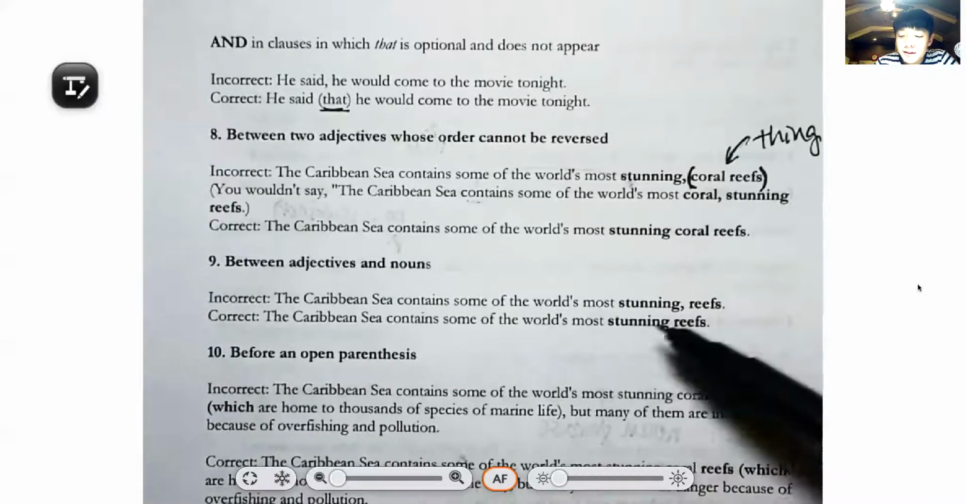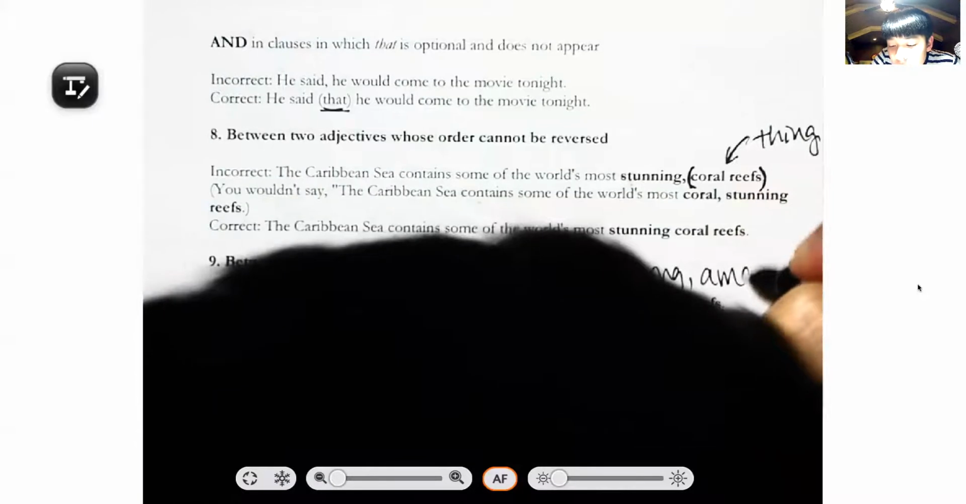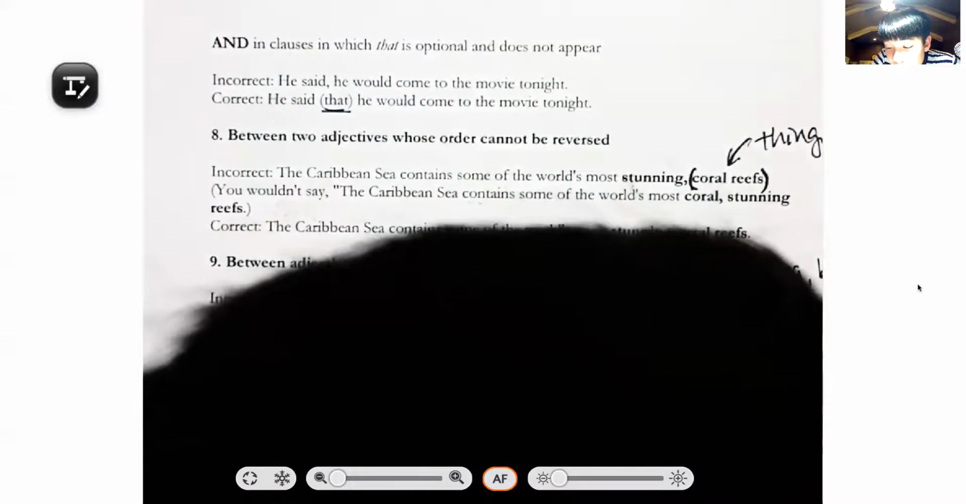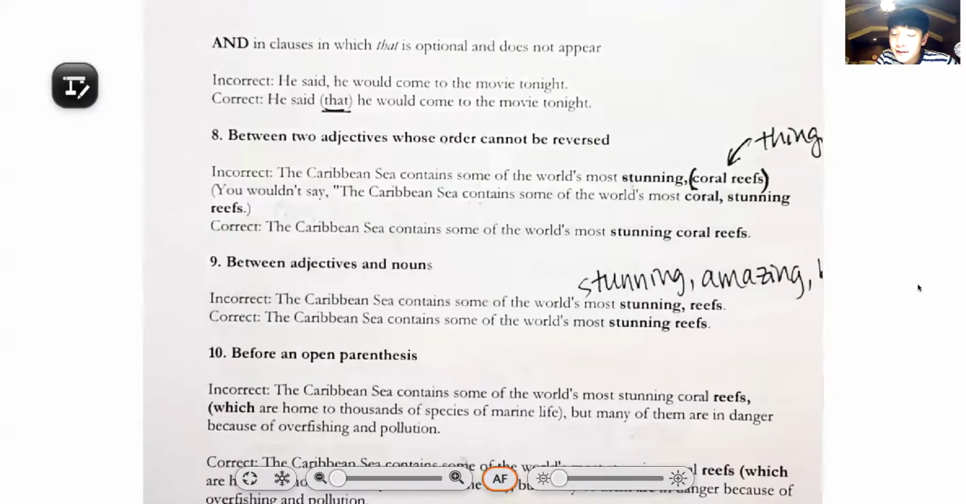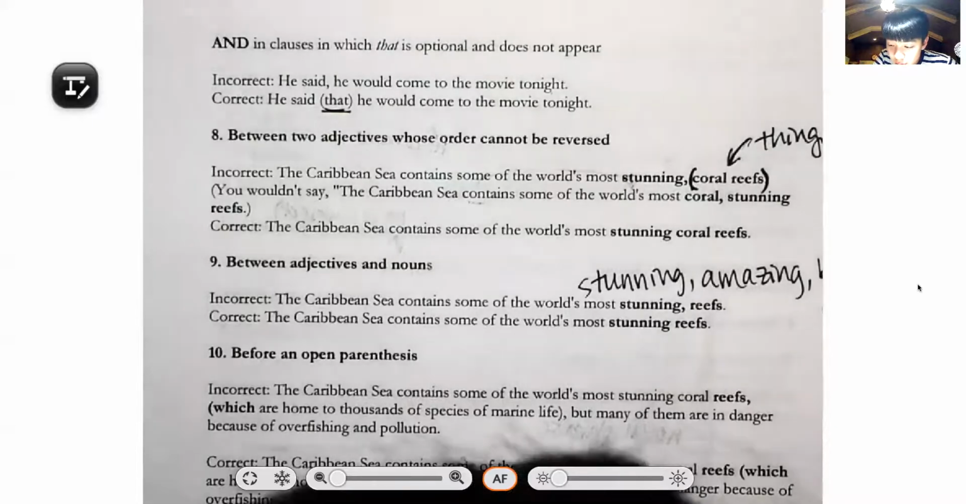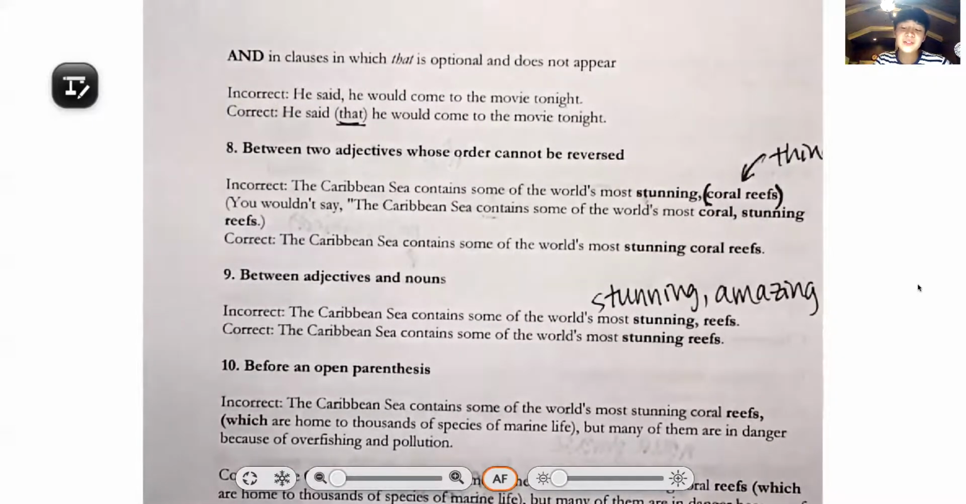right? So you can put something like stunning, amazing, and then beautiful, and you'll see that, and then you just put reefs. There's no comma there, right? You'll notice there's no comma right there because reefs is not a part of your list of adjectives right there.